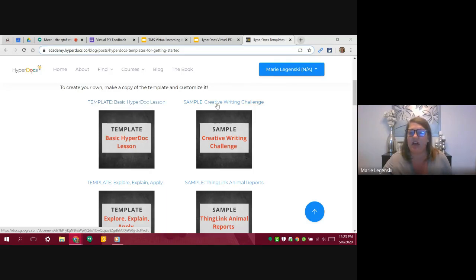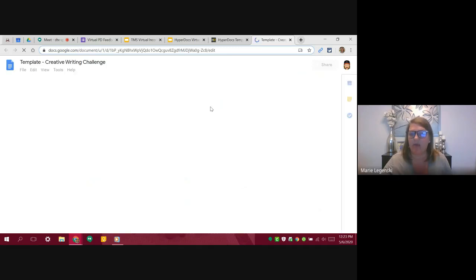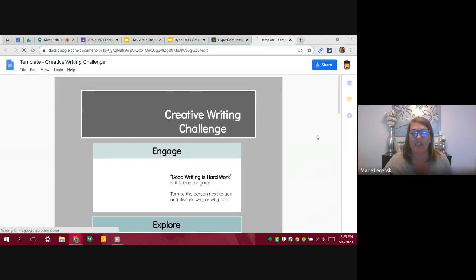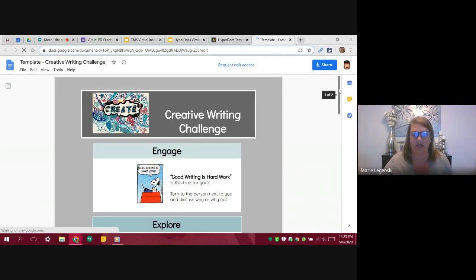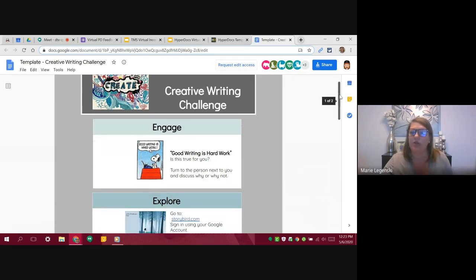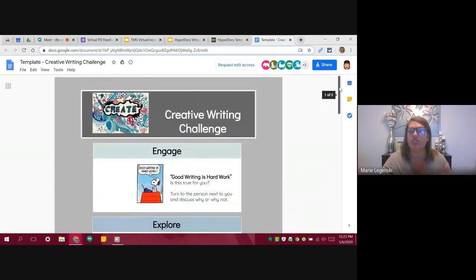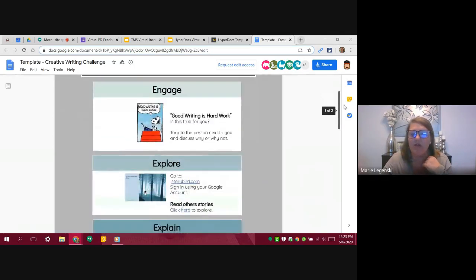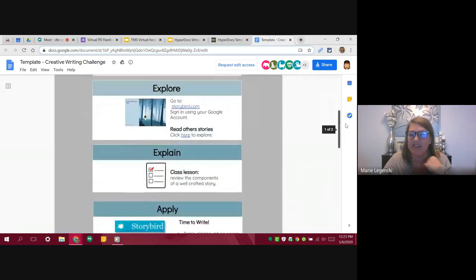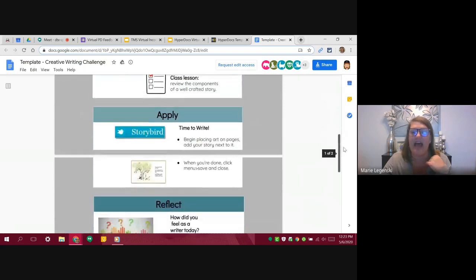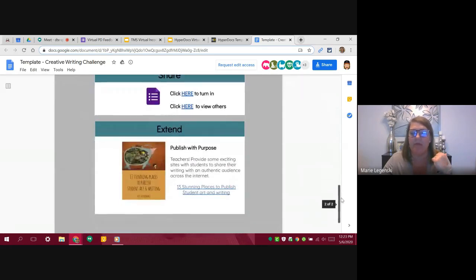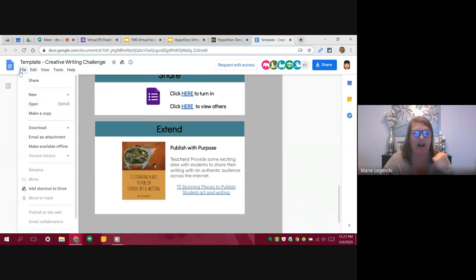You'll also see that on the right-hand side, they have a sample. So they have a HyperDoc that's already created using each of these learning cycles. So if you were a language arts teacher or English teacher and you wanted to do a creative writing challenge, or whatever you are teaching, you could always take a look and see if it's something that you could use, and you'd be able to read through it and go to File, Make a copy to make your own.